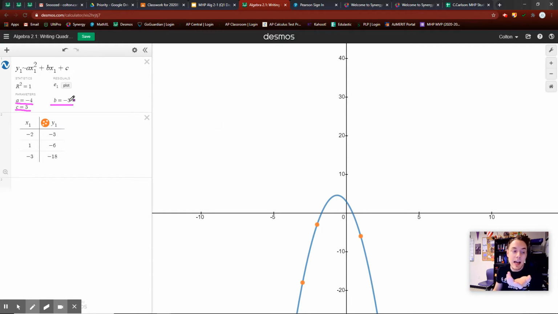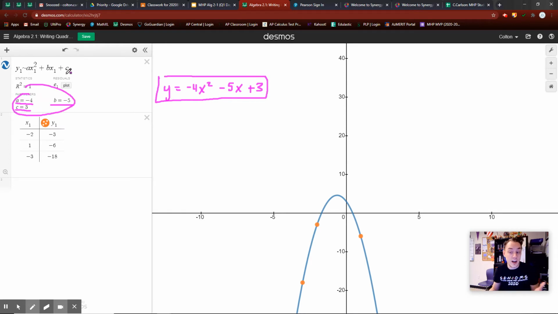So what does that mean? That means you still need to plug that in. You still need to say y equals -4x squared, and then minus 5x, and then plus 3. You still need to put these 3 parameters, those variables, together into the standard form of your quadratic. That's still something you need to do.